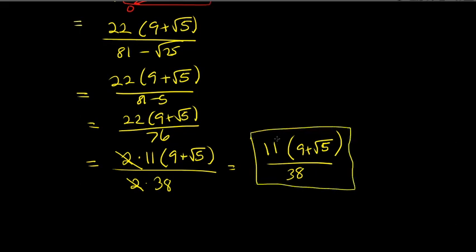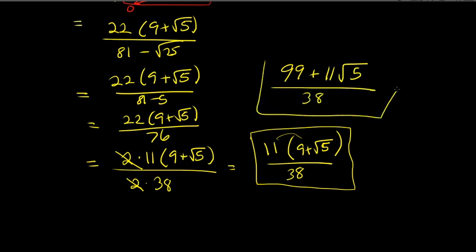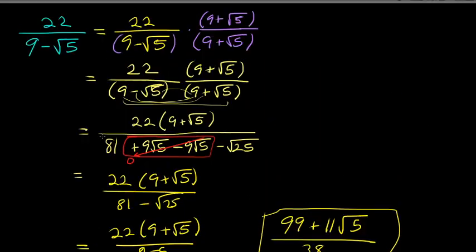Of course, you could distribute the 11 here. You could write this as 99 plus 11 times the square root of 5, all divided by 38. Doesn't matter to me. I tend to leave it in factored form, but you're welcome to multiply it out as well. Okay, so I hope that helps.